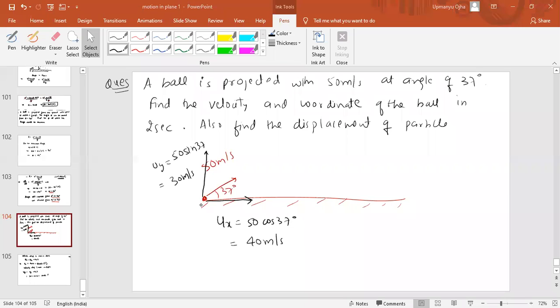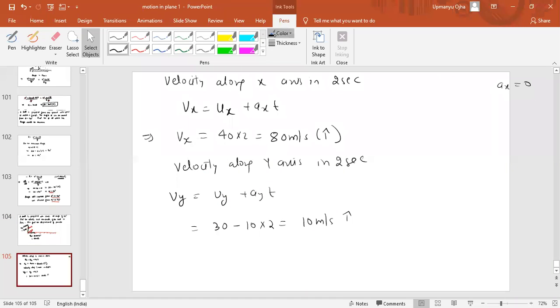Okay, sorry, wait. It should be 40 only, not 80. Vx must be equal to 40 only, because Ax is 0, so Ux is 40. So Vx is 40 meter per second i cap, and this is 10 meter per second j cap.